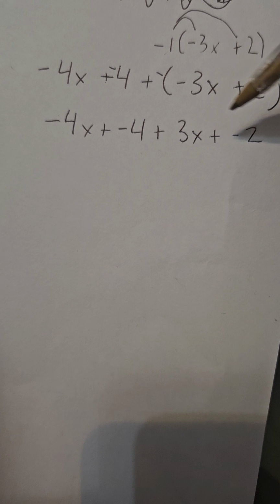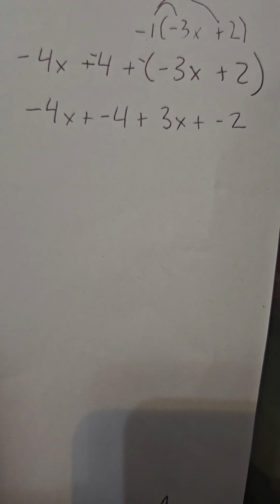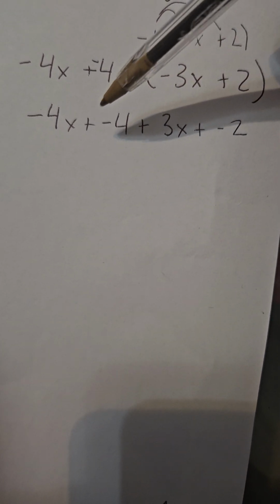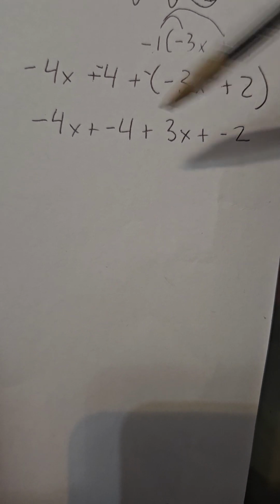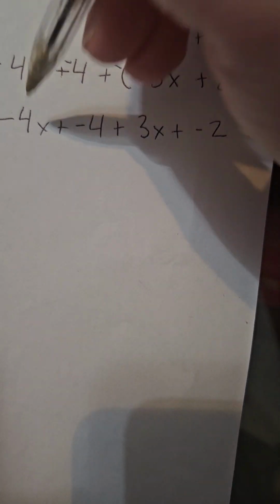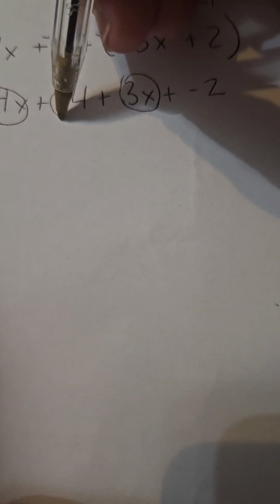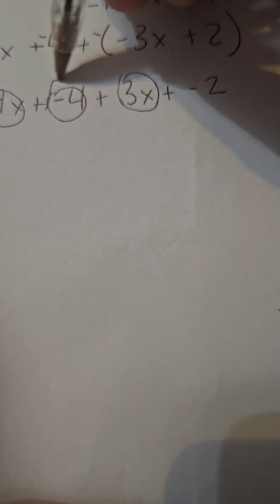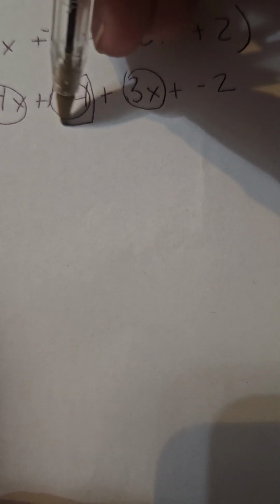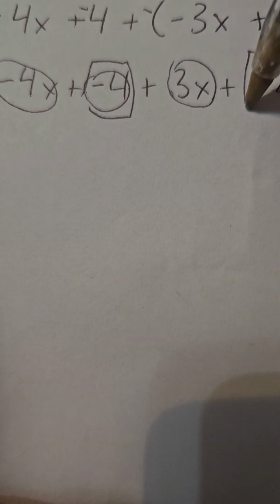Okay, so here now we are down to our terms with all addition signs separating our terms, no subtraction. So we can combine our like terms. We have x's, negative 4x and a positive 3x. If you have a negative sign, you need to make sure that you circle that. I have a constant of, I'm going to box these actually, negative 4 and negative 2.